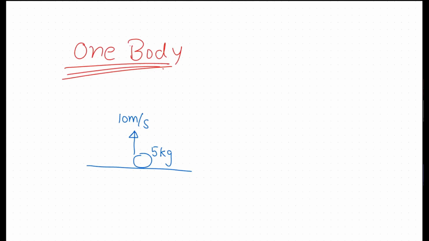What is the initial momentum of the body? 5 into 10, which is 50. If you want to write it as a vector, you can keep j cap, no problem. But since motion is along only the y direction, we don't have to write i cap, j cap sometimes. Why I am saying that: in textbooks sometimes they will not mention j cap, so don't get confused.